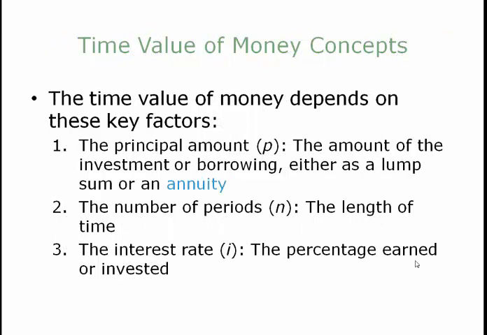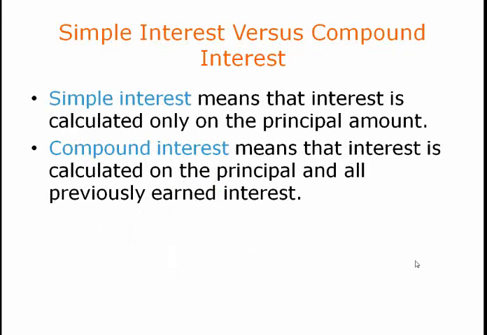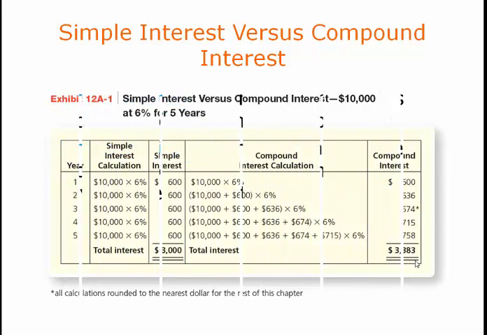So you have the time value concepts. You're going to look at a lump sum or an annuity. A lump sum is $10,000 today or $10,000 5 years from now. Then you're going to look at some type of interest rate. The N is the number of periods, and the interest rate is the other part. Then you look at simple interest versus compound. Simple interest means that it's only on the principal amount, whereas compound interest is on the principal plus the interest, so it adds on top. That's the difference between the two.